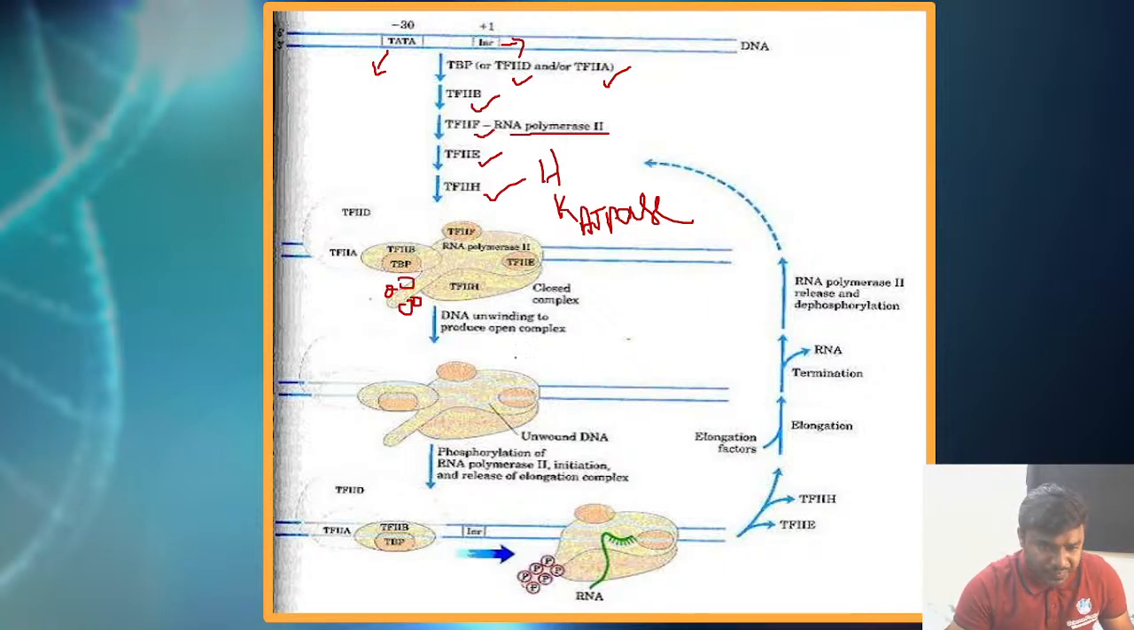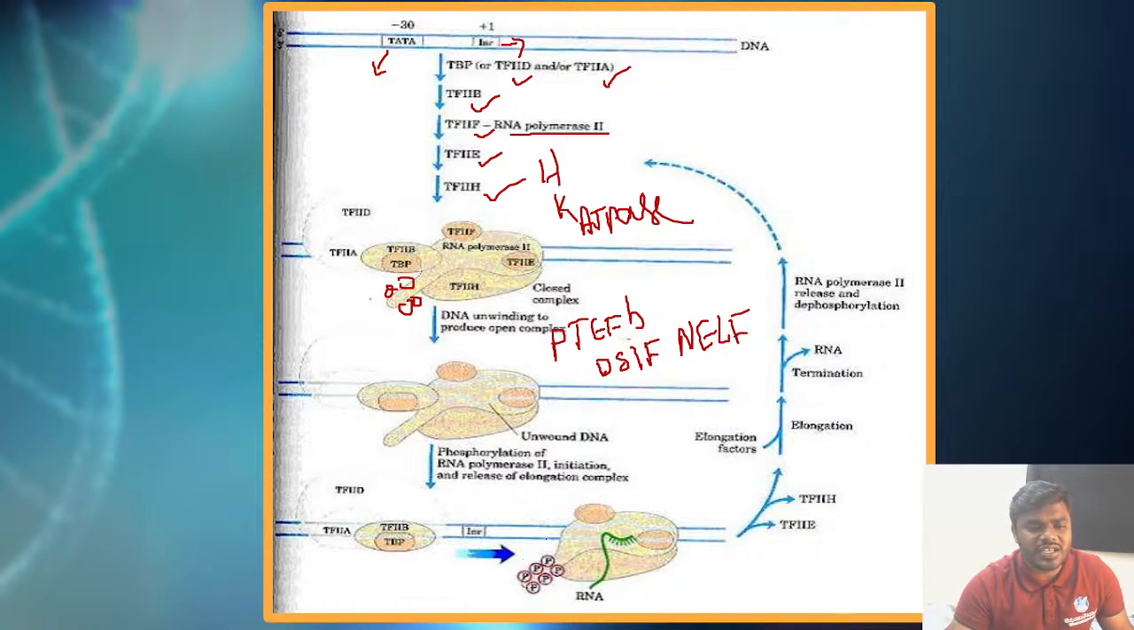Very simple. During the process of elongation, P-TEFb, positive transcription elongation factor B, with the help of DSIF and NELF, what it is doing, you can see in the diagram. It will do the maximum phosphorylation. Upon maximum phosphorylation, the process of transcription will be continued.